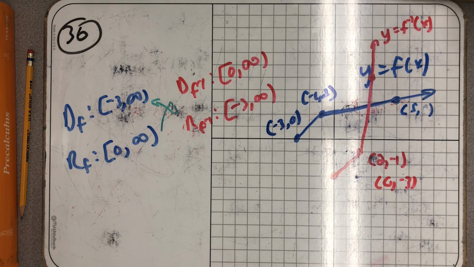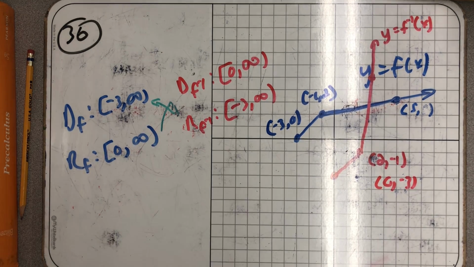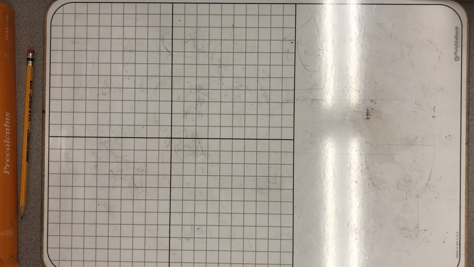One more problem from the textbook. Problem number 44 out of section 1.8. Number 44 asks us to find an equation for f inverse and then to graph f and f inverse in the same rectangular coordinate system, and then finally to find domains and ranges for both.